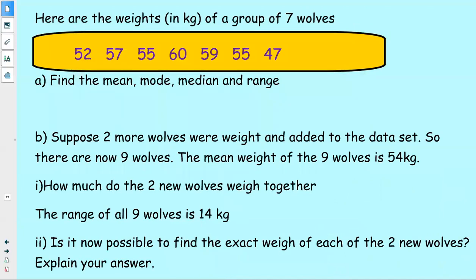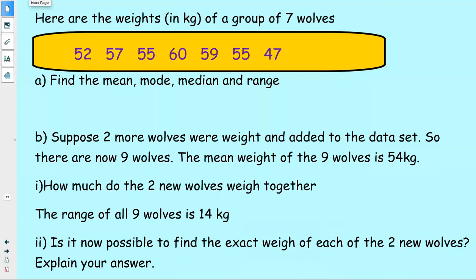Okay. Right, here we go. Here's a kind of wordy question that we're going to go through together. So here are the weights in kilograms of a group of 7 wolves. So there we go, in kilograms, 7 weights are there. Find the mean, the mode, the median, and the range.